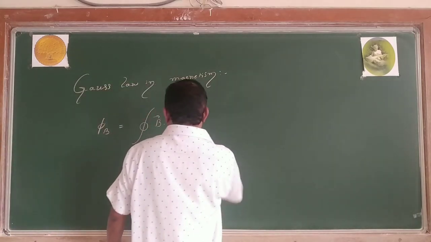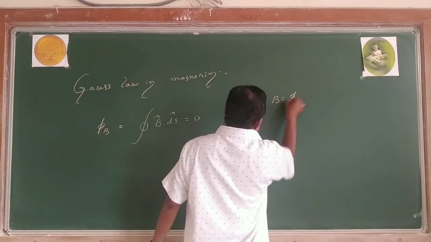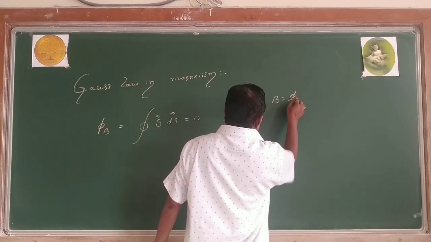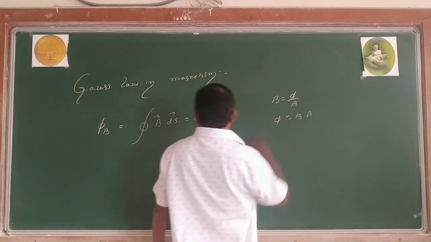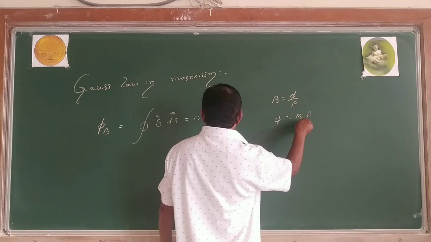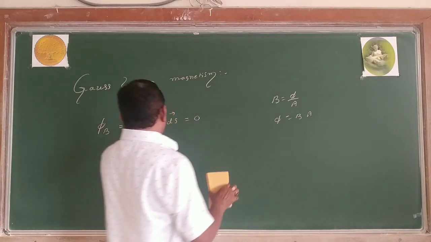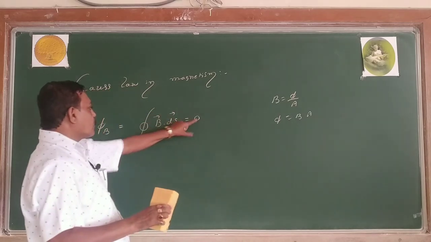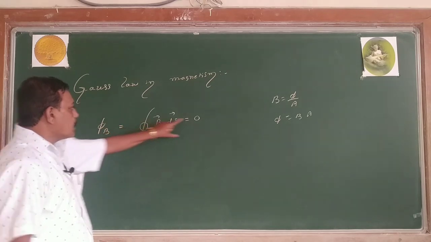If I take a small surface, then it is nothing but integration. The magnetic field equals flux per unit area, so phi equals B into A. A is nothing but the sum of dS over the closed surface, so the integral of the magnetic field through any closed surface is equal to 0. That indicates that the magnetic flux through any closed surface is equal to 0.